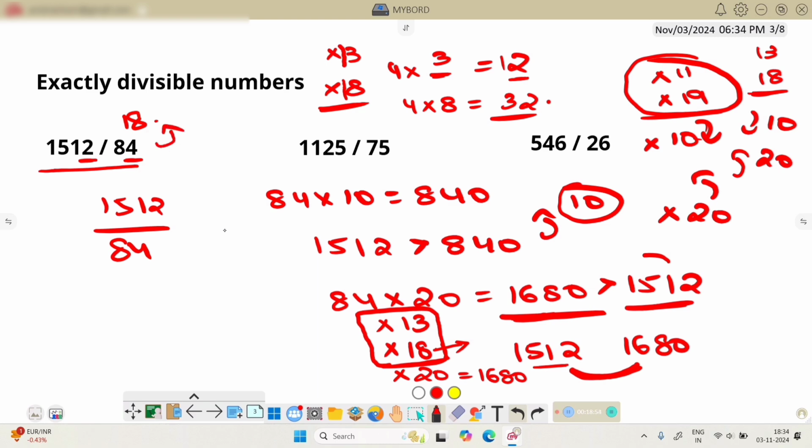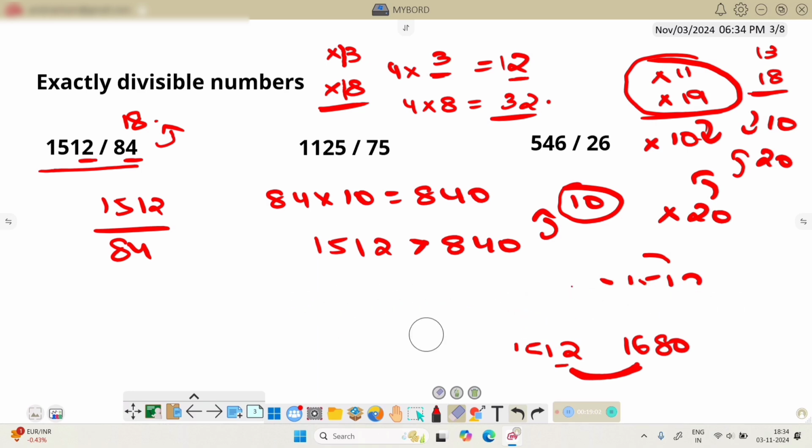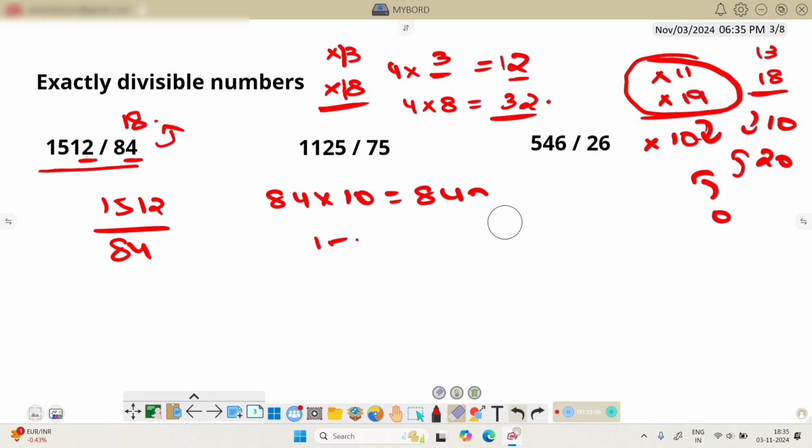This trick is very easy, right? If you practice more questions, this trick is very easy. You can easily sort out the exactly divisible numbers. But for non-exactly divisible numbers, the case is very different.